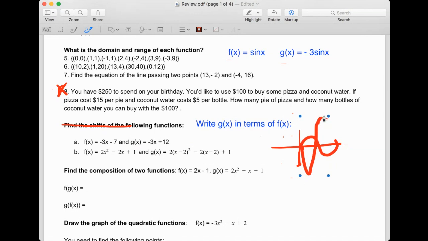So this will be my negative 3 sine x. So this is talking about the transformation of it. And then if I want to write g of x in terms of f of x, how do I write? I can write g of x equals negative 3 f of x.